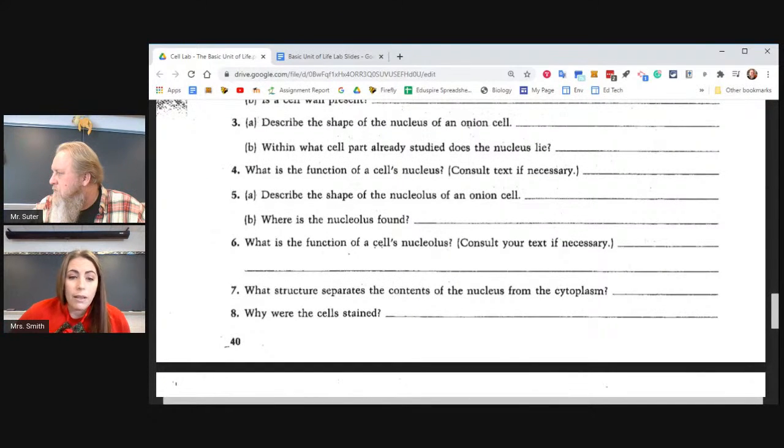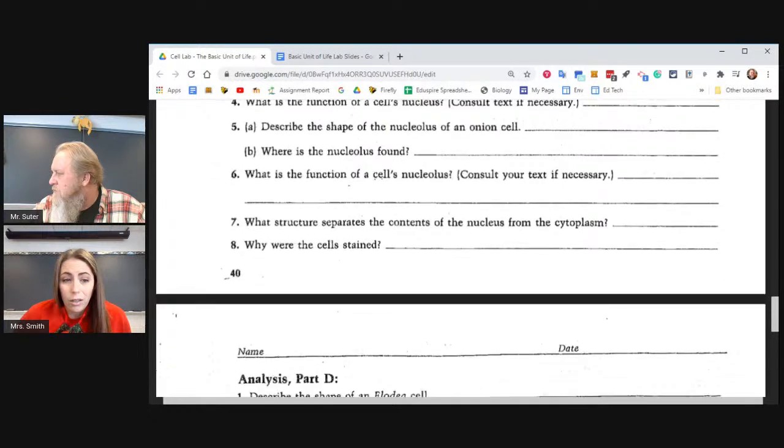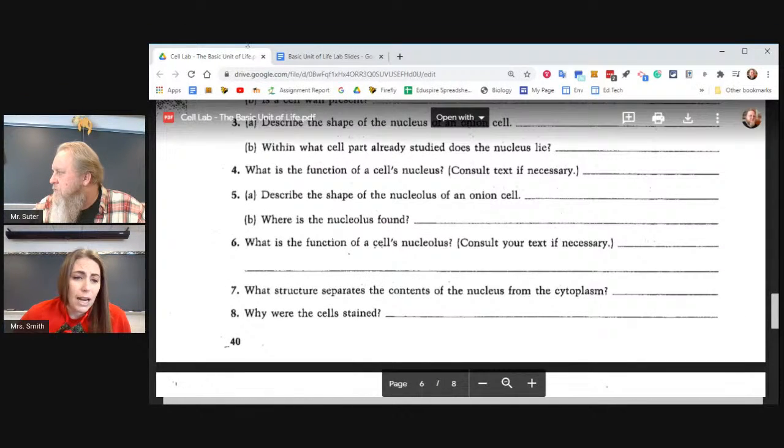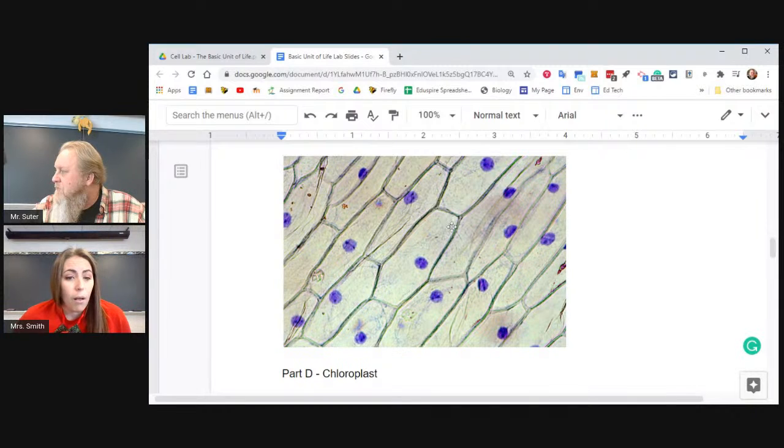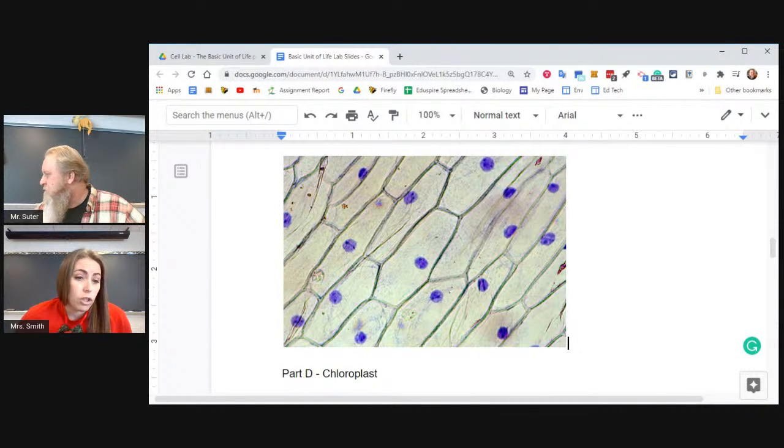And why were the cells stained? The cells are stained to make it easier to look at underneath the microscope. If you don't stain your cells, everything kind of looks clear. You can't really see everything well. And the nucleus definitely isn't dark like that. So the stain really helps us to see things, for it to be visible underneath the microscope.